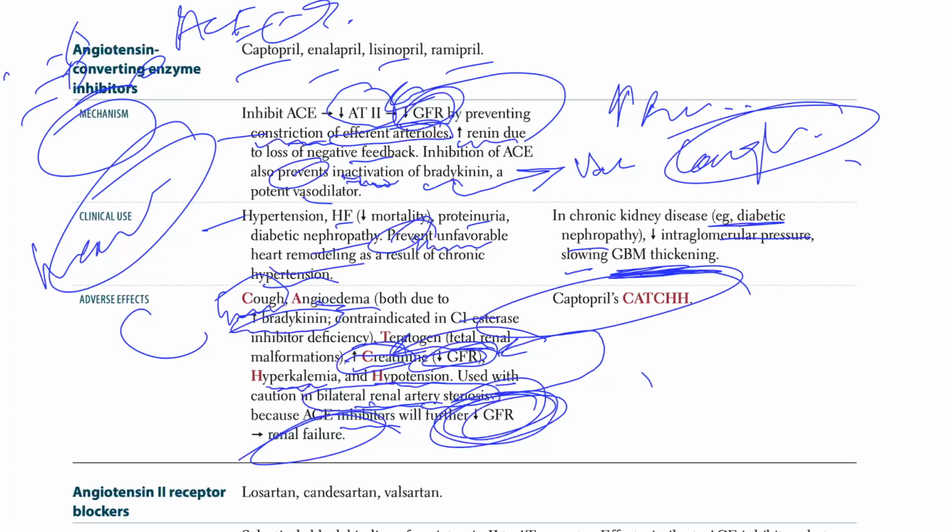Captopril's mnemonic is CATCH, which applies to all of them. So that's for the angiotensin converting enzyme inhibitors.